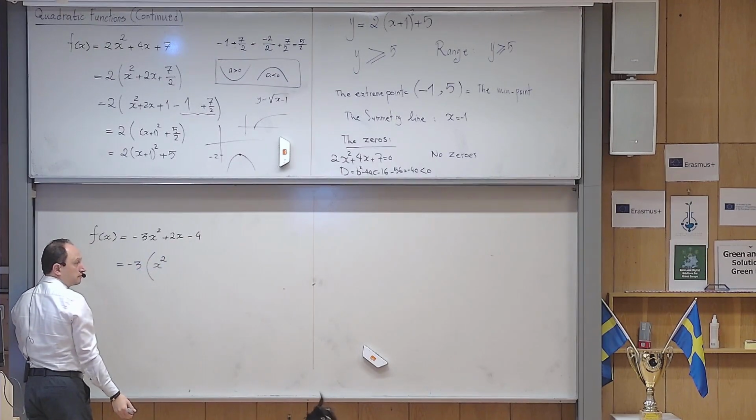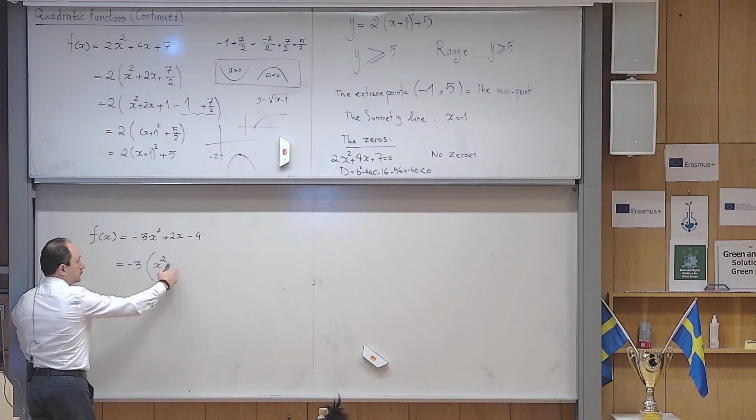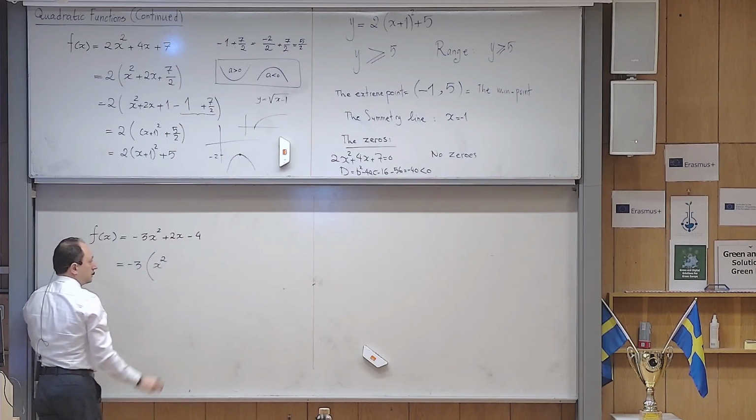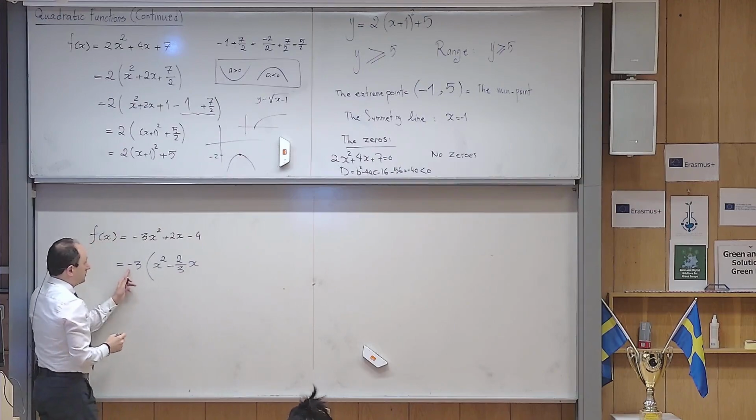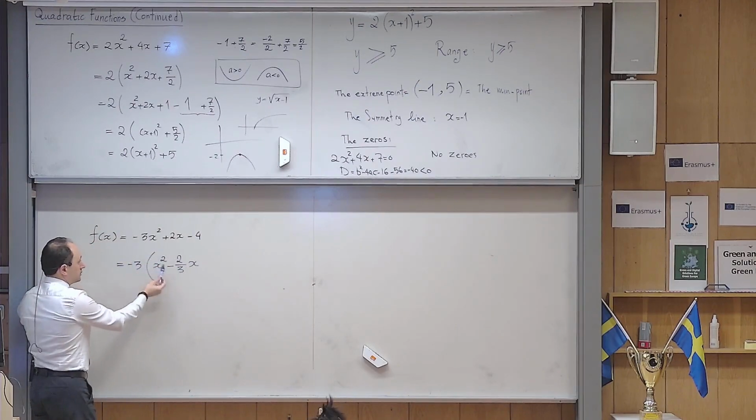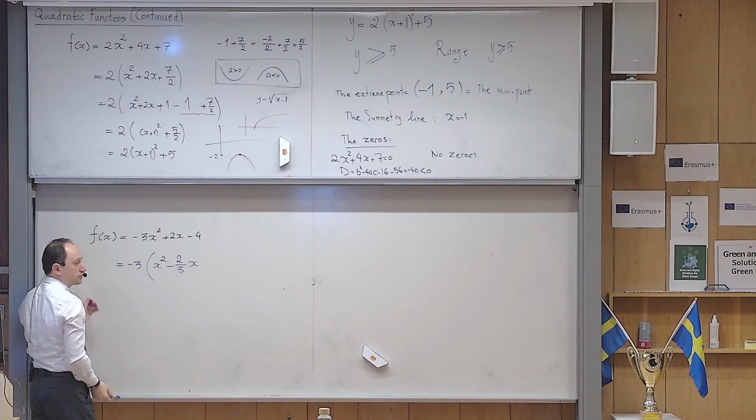What should I write? You need to write something that when you multiply minus 3 in, it gives you 2x. Minus 2 over 3x. Do you agree? Because if I multiply minus 3 back, first of all, minus times minus becomes positive, and then 3 times 2/3 becomes 2. So that's correct.